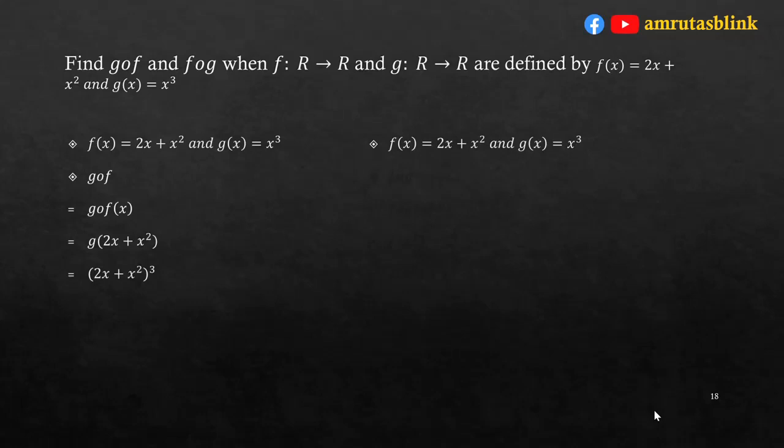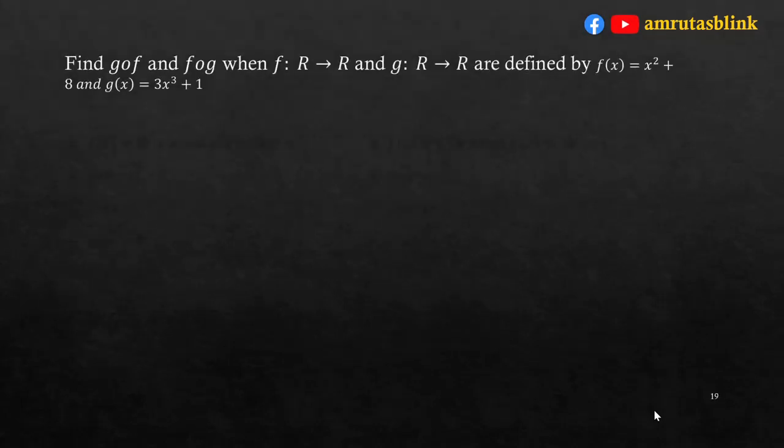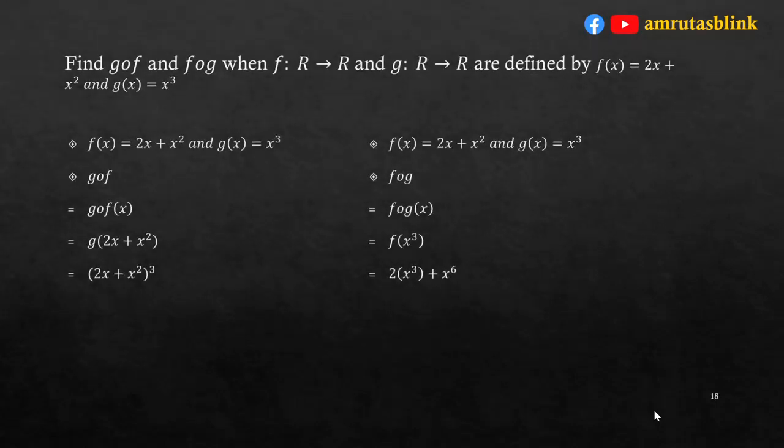Similarly, we will calculate f of g, that is f of g of x. Now, what is g of x? g of x is x cube. So, f of x cube. Now, f of x is equal to 2x plus x square. Hence, f of x cube is equal to 2 into x cube plus (x cube) square, and the square of x cube is x raised to 6. Hence, 2x cube plus x raised to 6.